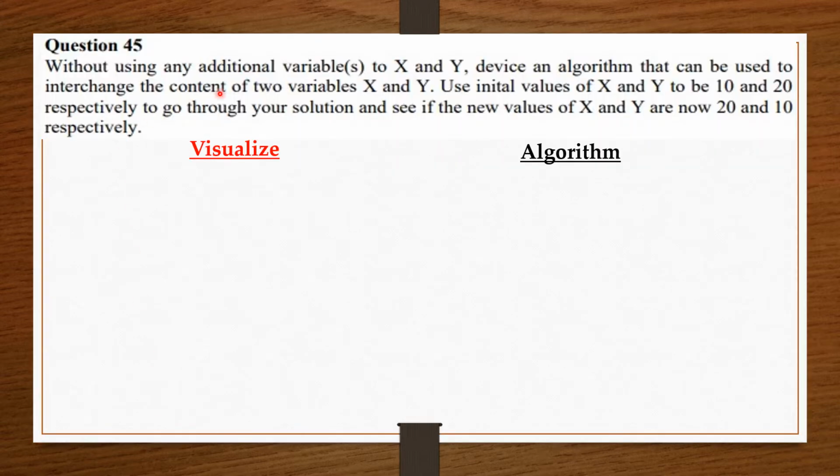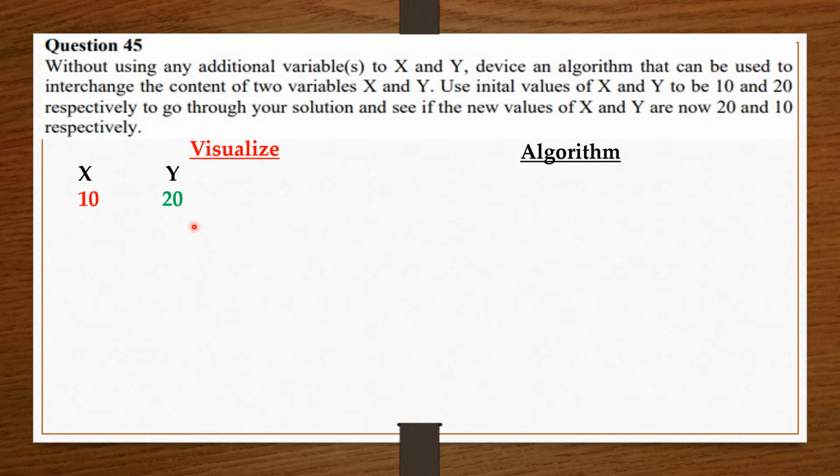Without using any additional variables, devise an algorithm that can be used to interchange the content of two variables x and y. Use initial values of x and y to be 10 and 20 respectively to go through your solution and see if the new values of x and y are now 20 and 10 respectively. So let's visualize. Let's take, as the question said, x to be 10 and y to be 20.